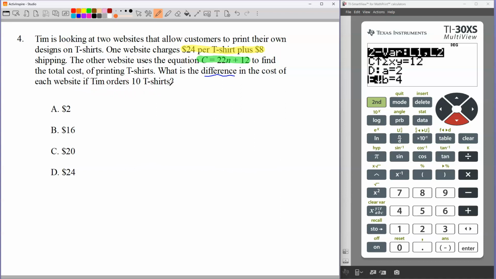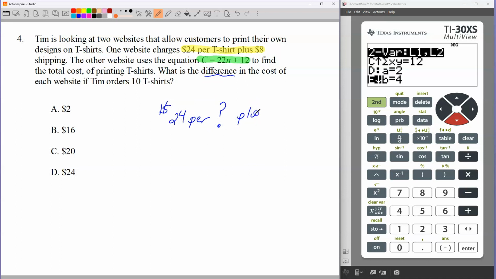Now, again, I did this in a previous video. I showed you how to do it by hand. You can also use the calculator doing this as well. So what I'm going to do here is enter a couple equations. Let's look at website 1. I'm going to enter this. It says $24 per t-shirt plus 8. Now, I don't know how many t-shirts I ordered, right? So let me write it this way. It's $24 per t-shirt. How many t-shirts did I order? I have no idea.